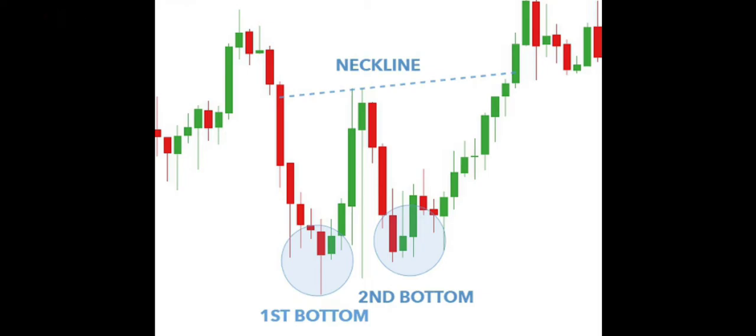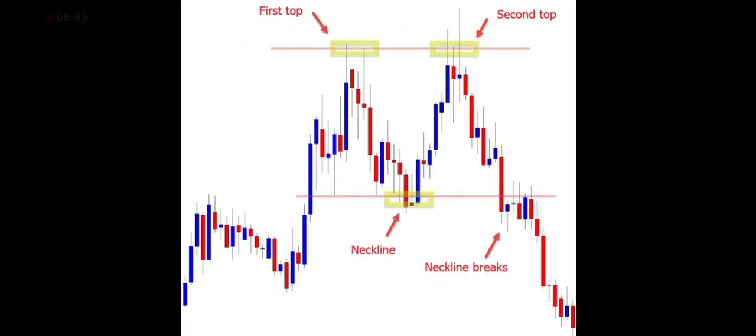Now going to the next one, it is just vice versa of the double bottom. This is the double top, sorry, this is the double top. This one is the double top, the M pattern. You can call it the M pattern or the double top. It's already stated here as the first top and the second top.